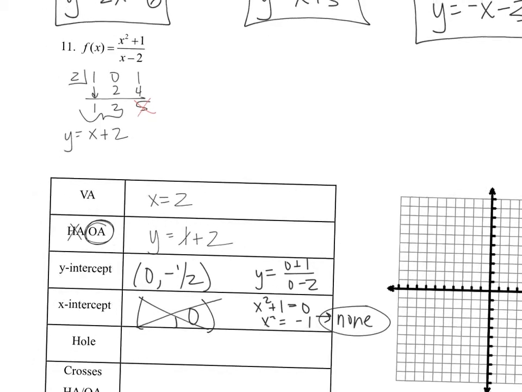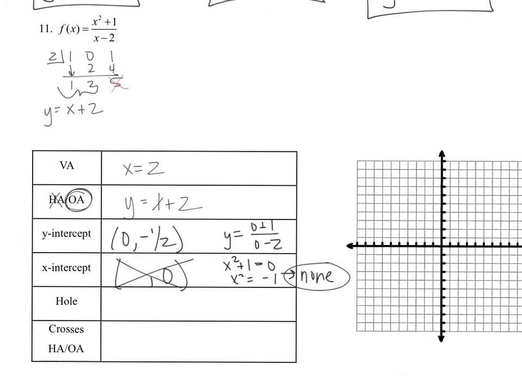Okay, for holes, remember that means point of discontinuity, so remember how to do that. That only happens if you have factors that cancel. And in our original problem here, nothing factored, nothing canceled, that means that I have none.